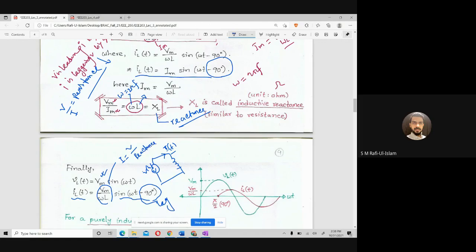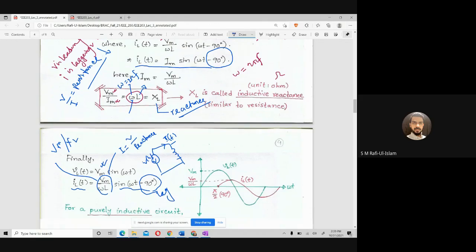Generally, in a DC circuit, we say the current is voltage divided by resistance because it doesn't have any frequency dependent term. But in the AC circuit, if you have an inductor or capacitor, it will contain a frequency dependent part, and that's why we call it reactance. So what was the reactance for the inductive circuit? It is omega L. So the current expression would be the maximum voltage divided by reactance. For our case, this reactance is omega L. So basically this is Vm divided by XL. Am I clear here?